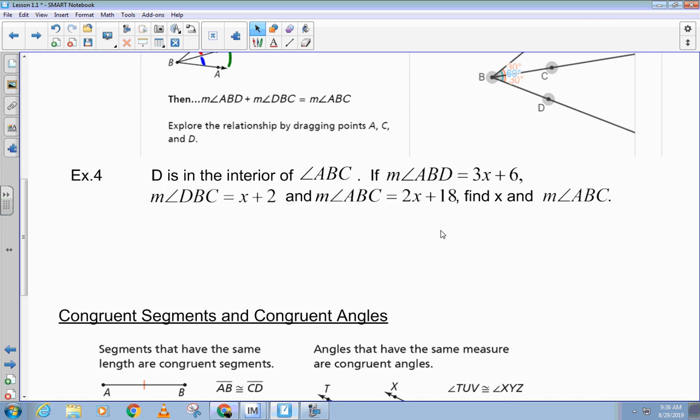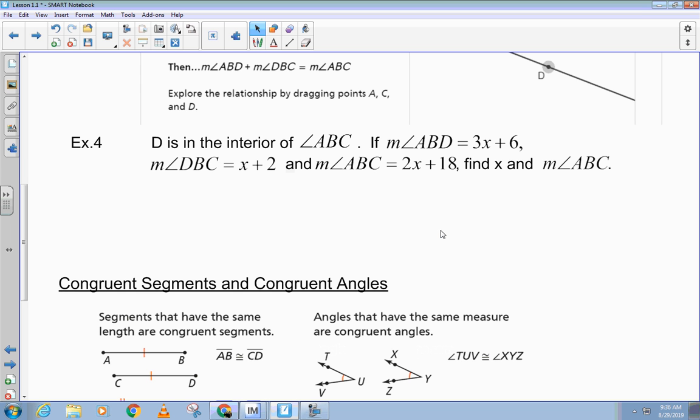All right, so let's look at this problem. It gives us a description. It says that D is in the interior of angle ABC. So I have to draw a picture.